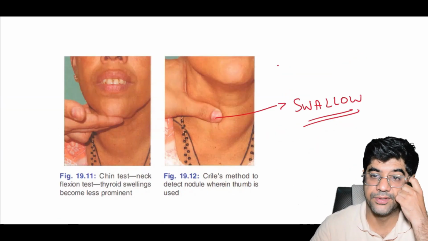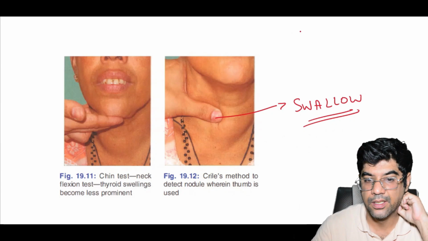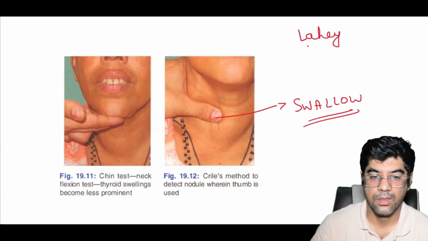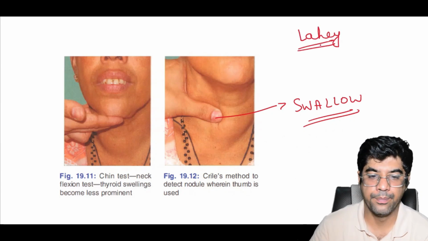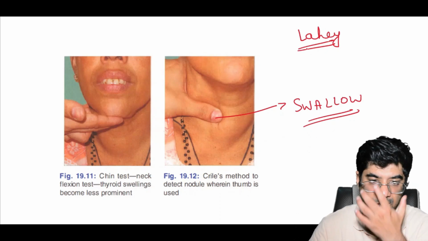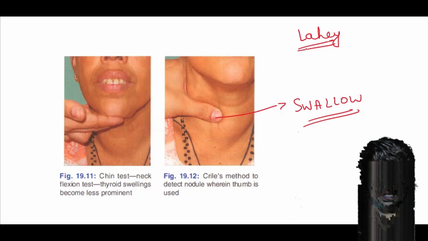Other method to test is Lahaye's method, that is used to palpate the posterior aspect of thyroid gland by pushing the gland to one side. Which method is used in obese patient? It's Pizzillo method. It is helpful in obese patient with a short neck.